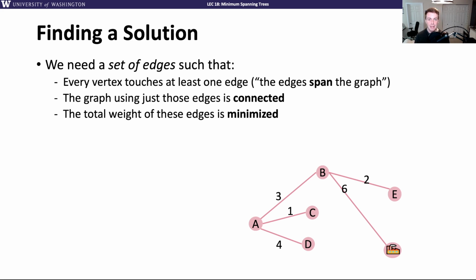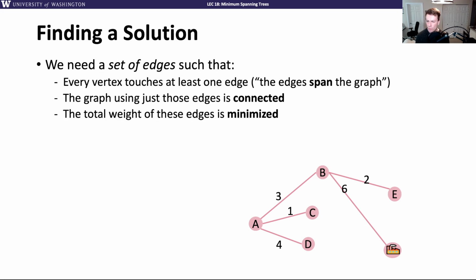Spanning the graph is not necessarily going to give you connectedness. So we do want this graph to be connected so that any city is connected somehow to our power company. And we want this set of edges to have minimum weight. We want this set of edges to be the cheapest set of edges possible so that we save the electric company money.